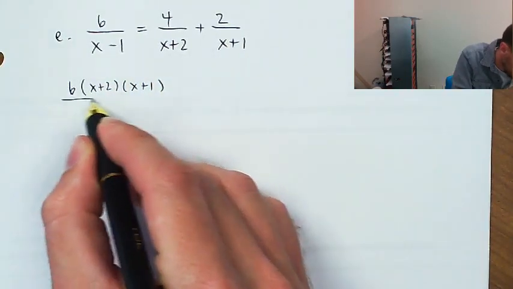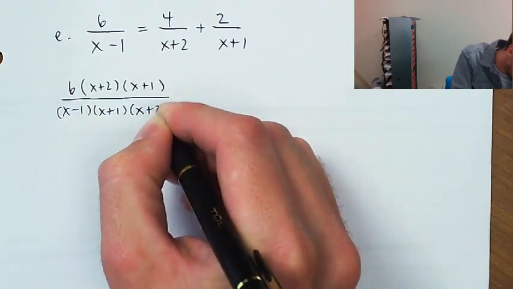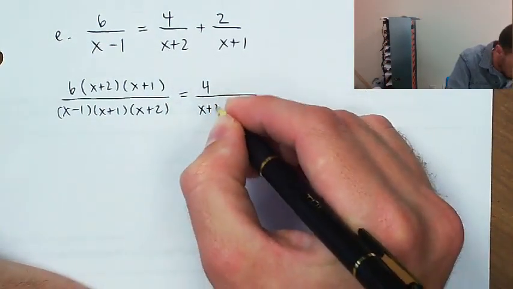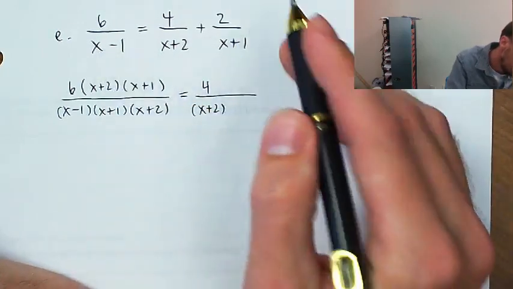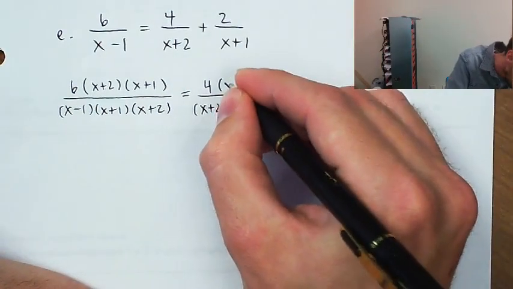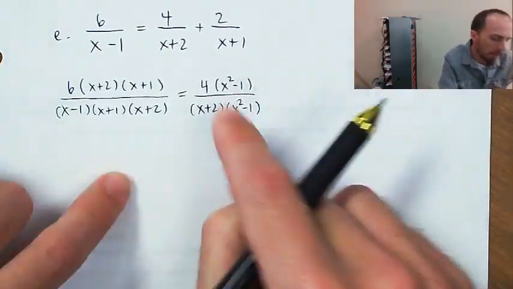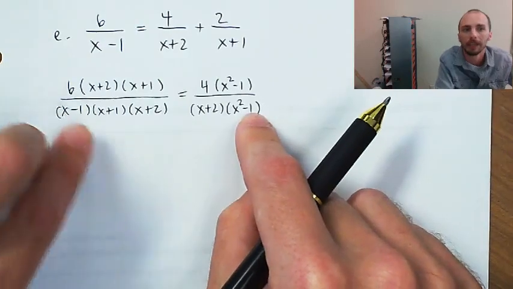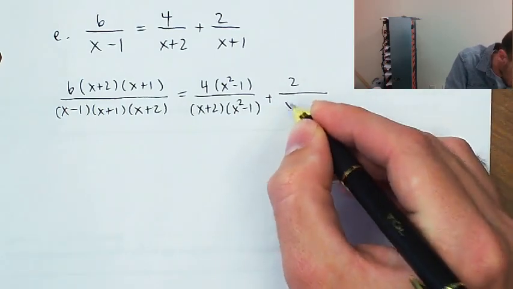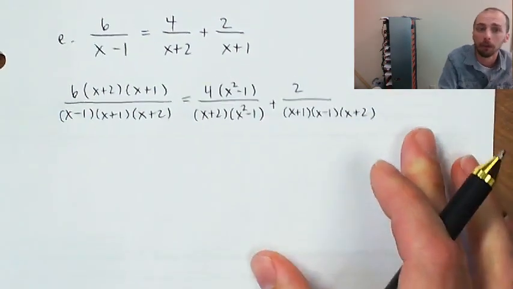So what I'll have is 6, and so what I'm missing here is x plus 2, x plus 1. And then equaling 4 over x plus 2. Okay, I need to get a common denominator, so I need the x minus 1 and the x plus 1. But wait a second, if I multiply x minus 1 times x plus 1, that's x squared minus 1. So that'll help me when I go to simplify this. And I know that this is the same as that because x squared minus 1 can be broken into these two things. Plus 2 over x plus 1, okay, that's going to need to have an x minus 1 and an x plus 2. And this one's going to be a little involved.